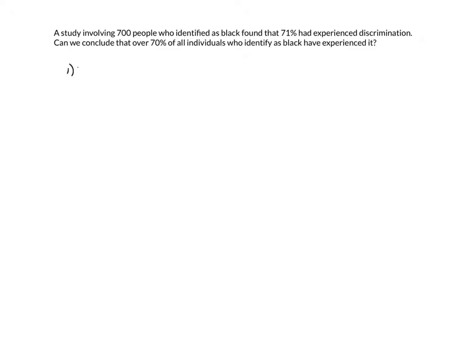I'm going to go ahead and start with step 1, which is to list. When I list, I need to list p hat, I need to list n, and I need to list p naught, my assumed value. P hat in this case is how many actually experienced it, which is found that 71% had experienced discrimination. So p hat is going to be this 0.71. P hat's my actual value. When I go to find n, it's my sample size. We have 700 people, so n is 700.